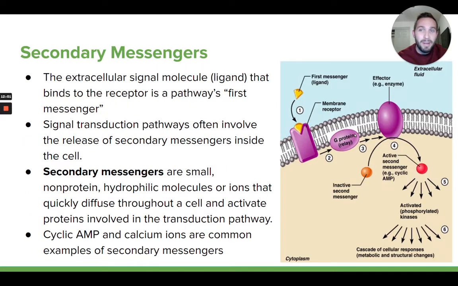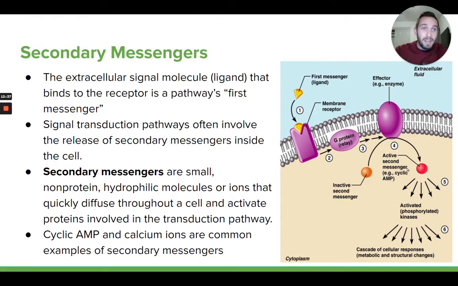Another common feature that we see in the signal transduction pathway are secondary messengers. Secondary messengers, well, okay, so the ligand, we consider the ligand as the primary messenger or the first messenger, right? And usually the ligand is outside the cell, and usually the ligand doesn't go into the cell. A lot of times these ligands are binding to membrane receptors. But then in the sequence of events that take place after the ligand binds to that receptor, a lot of times it leads to a secondary messenger being released now inside the cell.